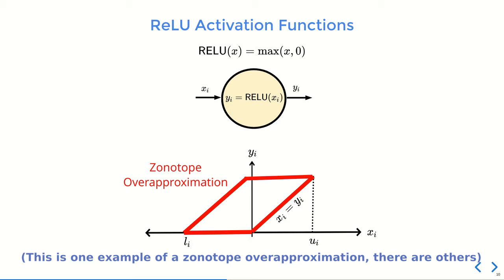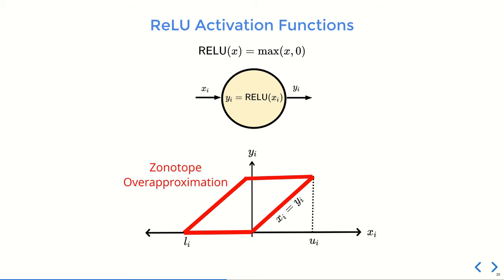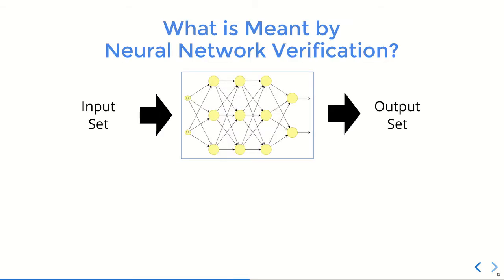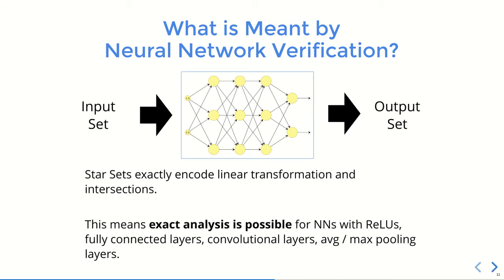So with a star set, if you want to maximize a function over a star set, it's a linear programming problem. With a zonotope, maximization or minimization can be done in a simple loop. So it's significantly faster, but the cost is you have more error. So I mentioned we want to do neural network verification, and exact analysis is possible.